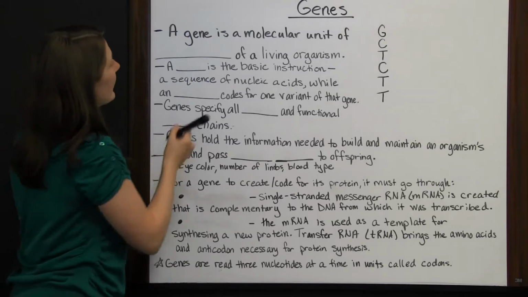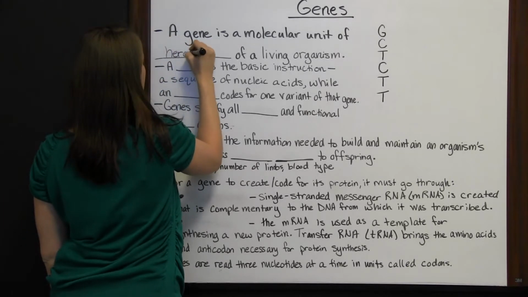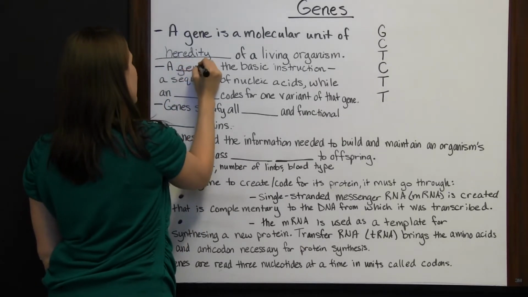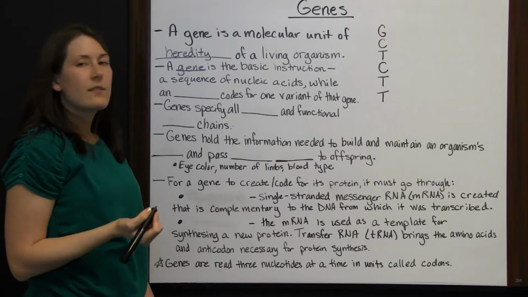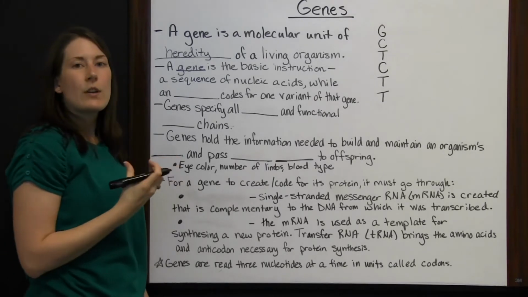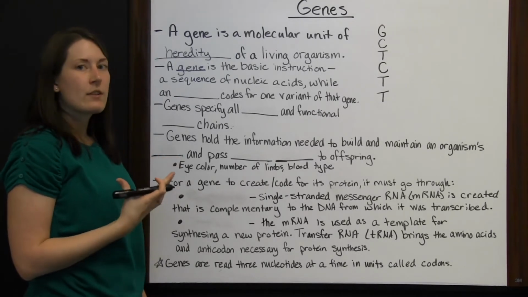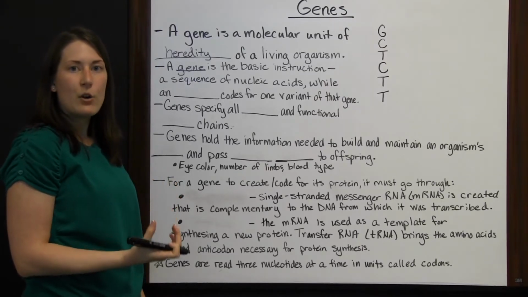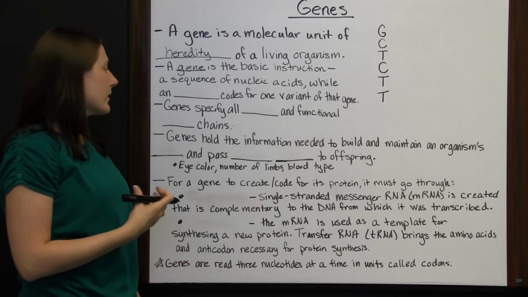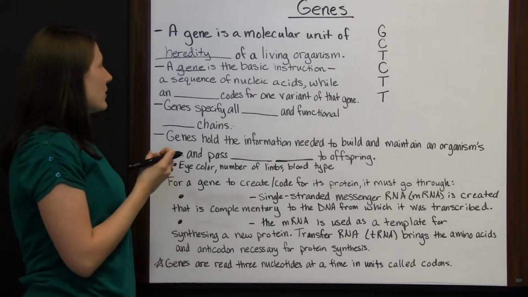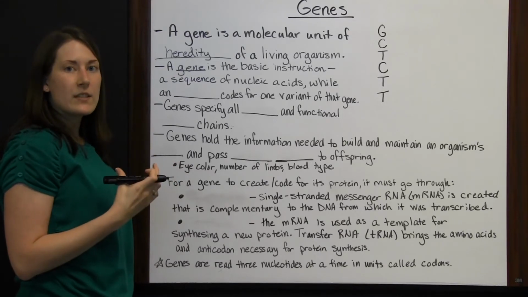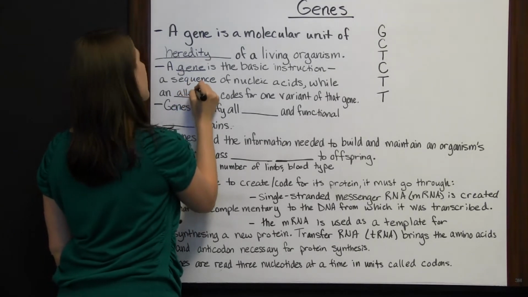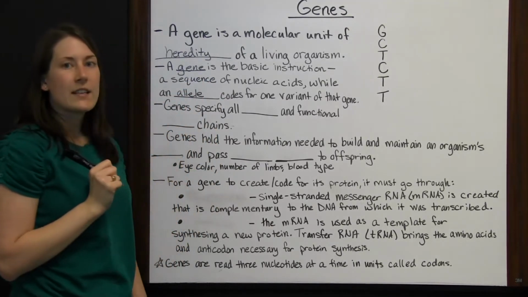Genes. A gene is a molecular unit of heredity of a living organism. A gene is the basic instruction, a sequence of nucleic acids. So a gene is going to be the instruction, it's going to be the sequence of nucleic acids that tells the cell to code for a certain protein or for a certain RNA chain. It isn't just one little thing, it's a sequence that gives an instruction to the cell. While an allele codes for one variant of that gene.